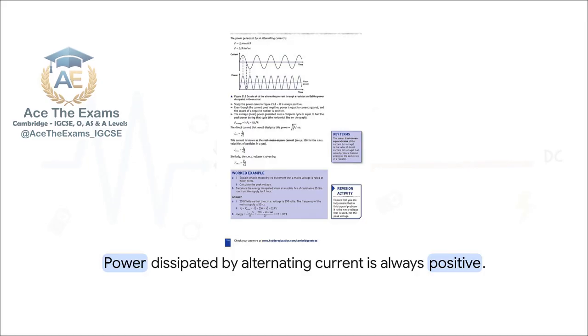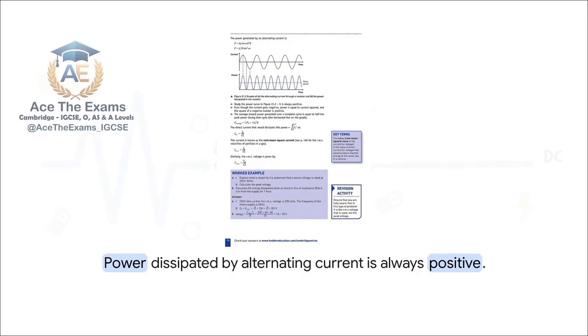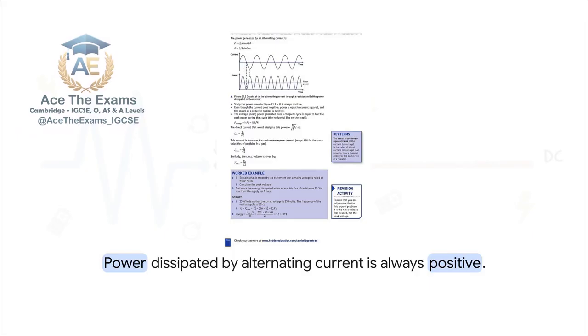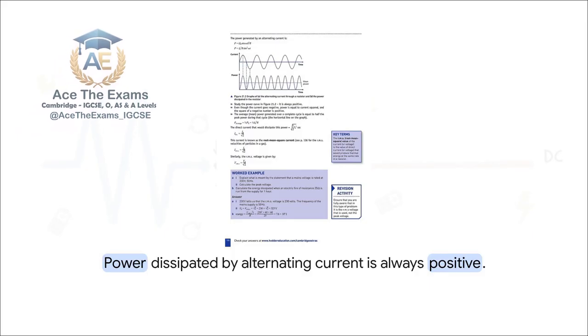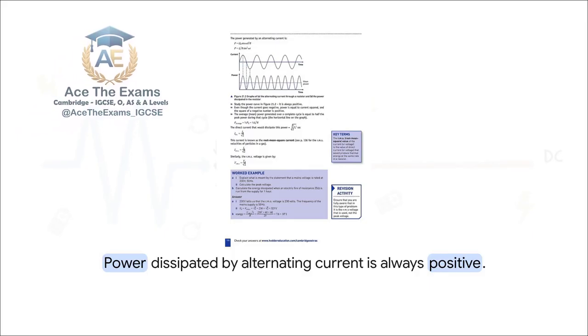Take a look at the top graph showing the alternating current. It dips well below the axis into negative territory. But look at the bottom graph, representing power. It is strictly always positive.